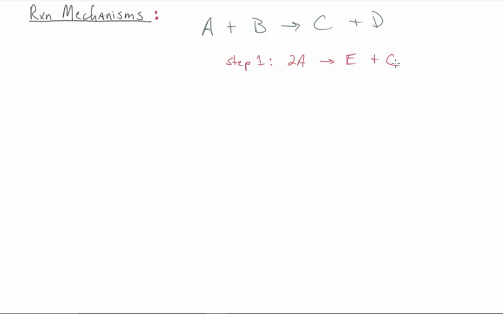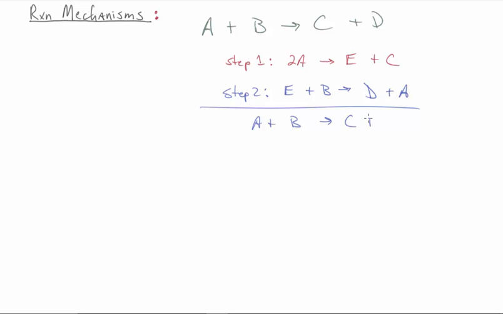And then some people are going, wait a minute, what's E? E's not up there. Well, maybe in step number 2, we would go E plus B gives me D. And if we were to add up both of these steps, both of these sub-reactions, if you will, E cancels out, and so I would end up with A plus B gives me C plus D.